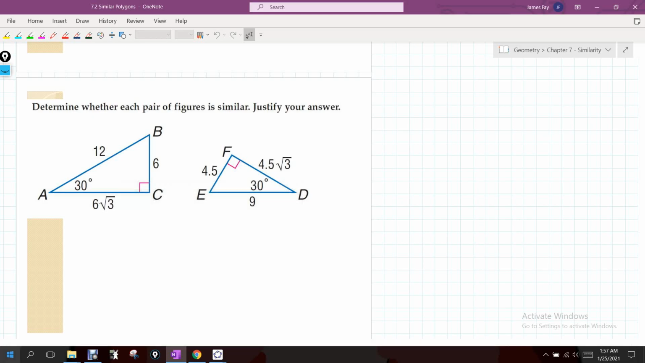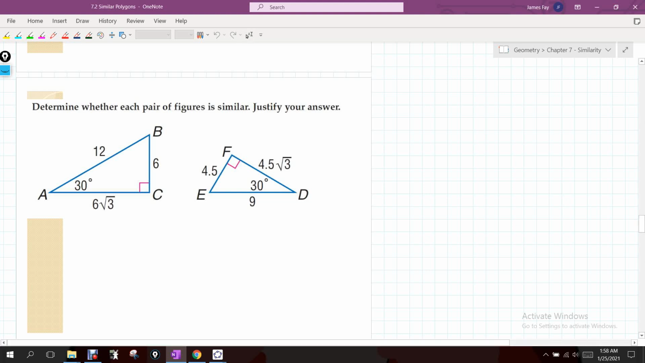This video is going to pick up where 7.2's first video left off, talking about similarity. The task is to determine whether each pair of figures is similar. Remember when we talked about similarity, basically we're saying that if you have two polygons in which all the corresponding angles are congruent and all the sides are proportional, then your figures are similar.